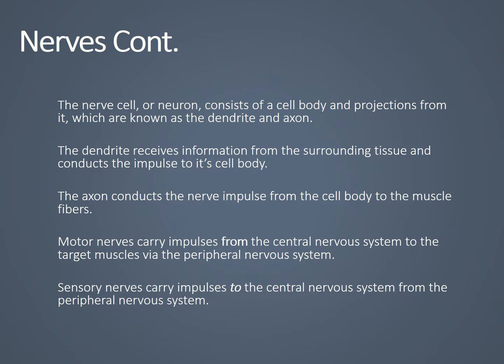Motor nerves carry impulses from the central nervous system to target muscles via the peripheral nervous system. Sensory nerves carry impulses to the central nervous system from the peripheral nervous system.